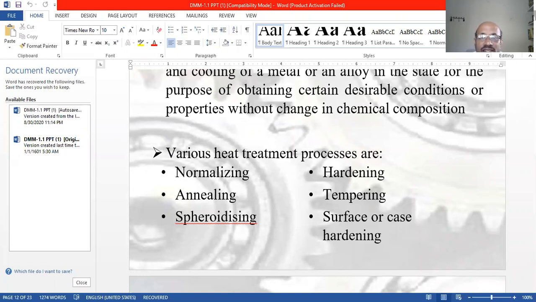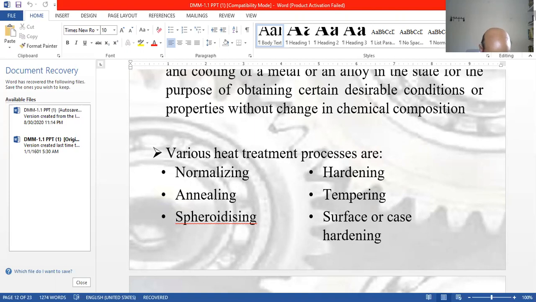Till now, we discussed the various heat treatment processes of steels: normalizing, annealing, and spheroidizing, and hardening, tempering, and surface or case hardening. In this heat treatment of steels, till now we discussed normalizing and annealing. So here, now we will discuss spheroidizing.